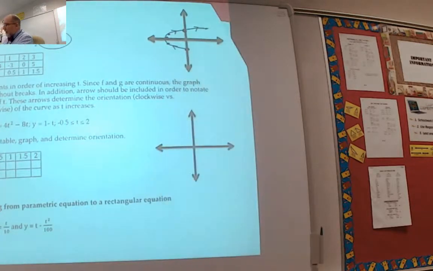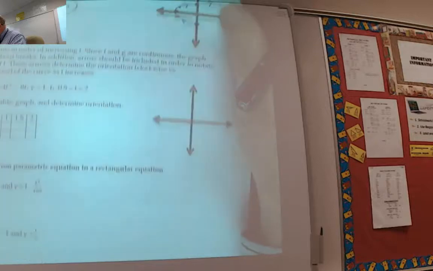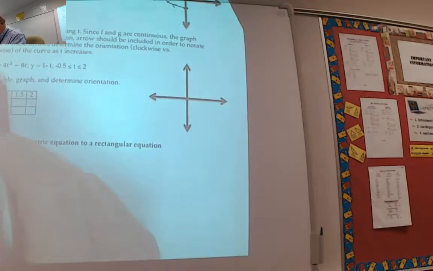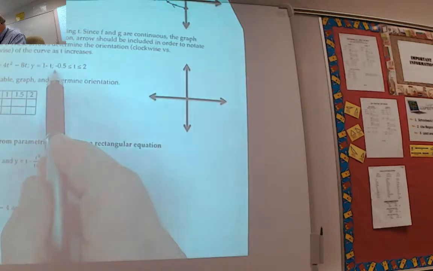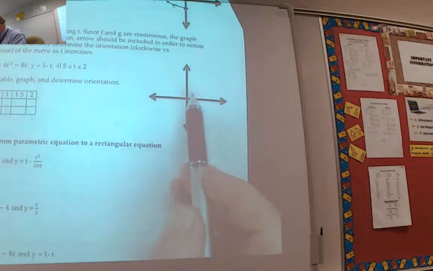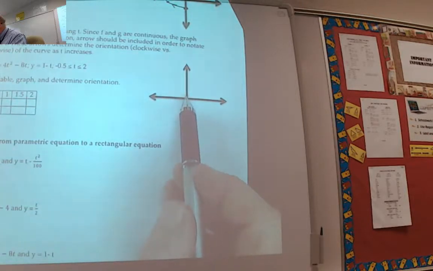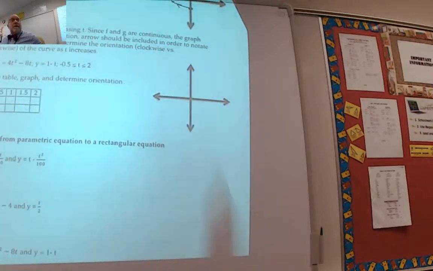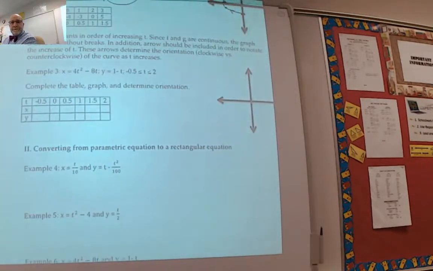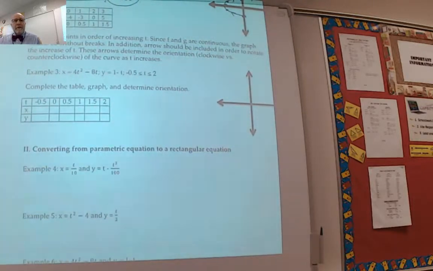All right. So what I want you to do now is I'm going to give you a few seconds to complete this table. Here are your 2 parametric equations. Here is your domain for your time. And then what I want you to do is graph them and determine your orientation. And I'll give you about 3-4 minutes to do that. And I'm going to kind of fool around with my computer as I'm doing that.